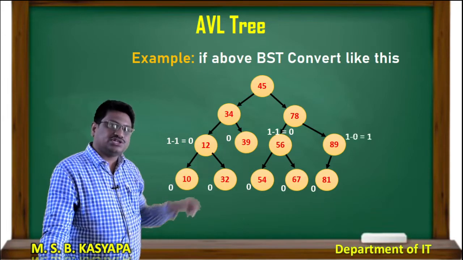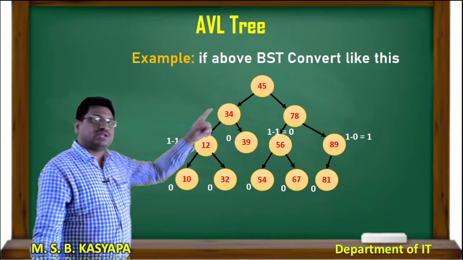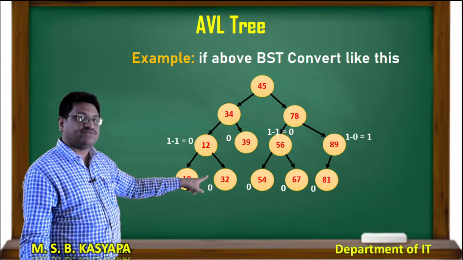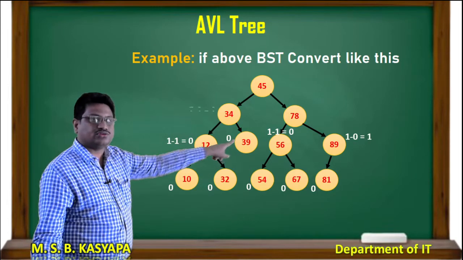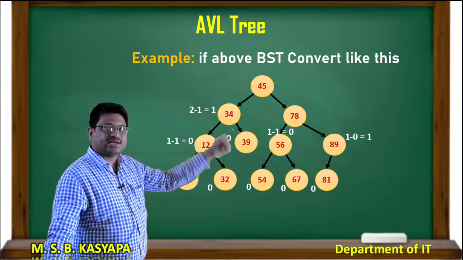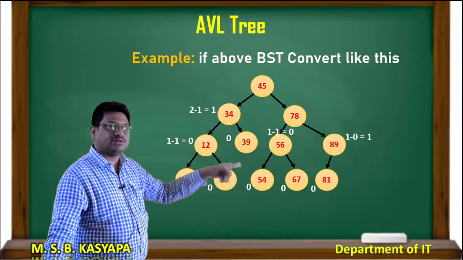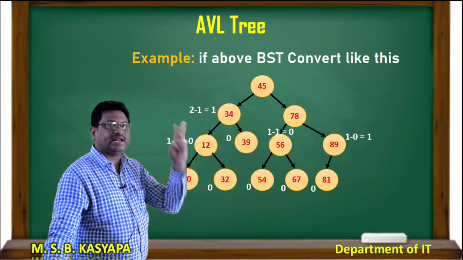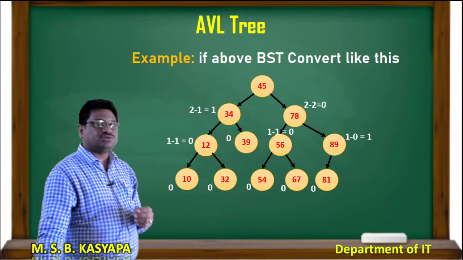So, 1 minus 0 equals 1. And if you go to the 34, 34 has 1 and 2. Am I right? At the left side 2, at the right side only 1. So, 2 minus 1 equals 1. So, if I go to the 78, 78 has 2 on the left side height, and on the right side 78, 89, 81, so the right side also 2. So, 2 minus 2 equals 0.